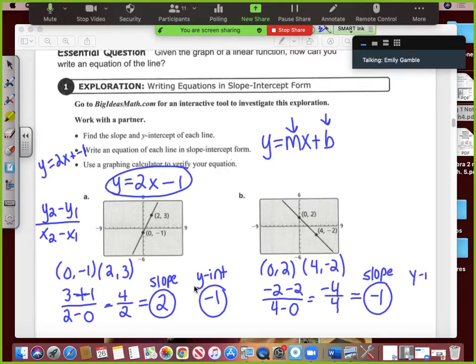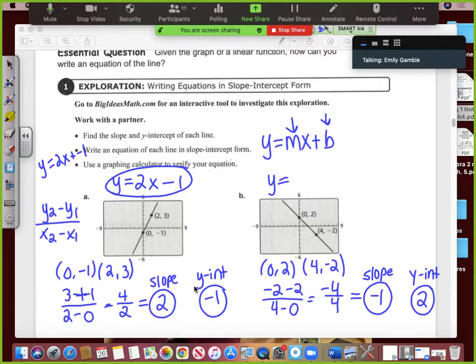Your y-intercept is where it crosses the y-axis. Where does this graph cross the y-axis, Ben? 2. 2. So my slope is this, my y-intercept is this. What would this equation be in slope-intercept form? Y equals what?